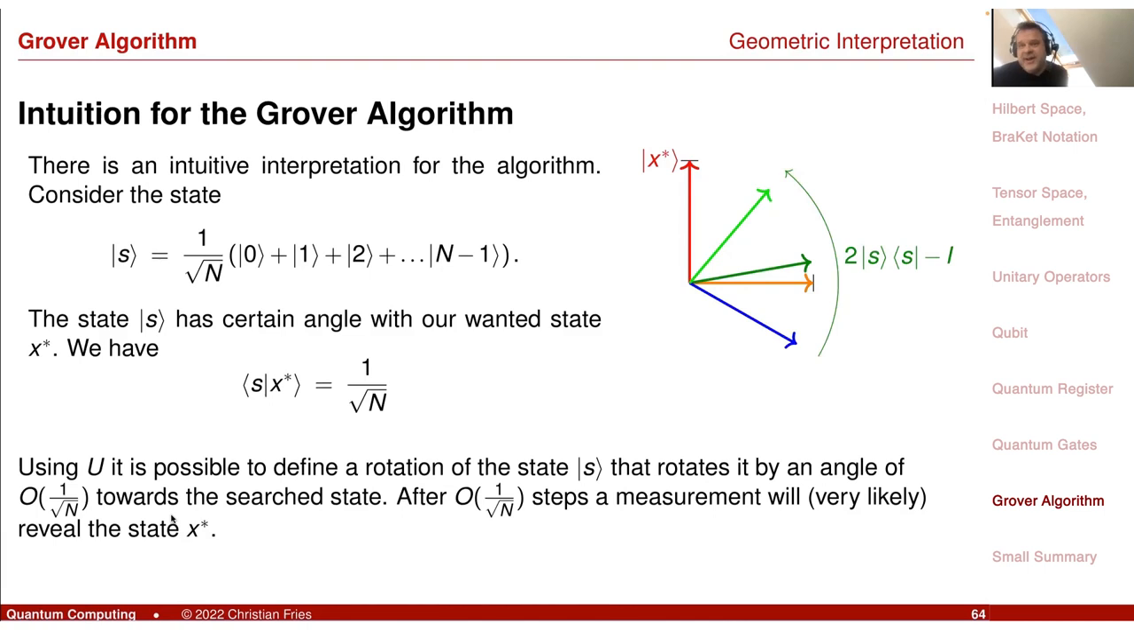And how many times do I repeat this? The angle is 1 divided by square root of n, so I repeat this order square root of n times, because I have two operations in each round. I repeat this, and I arrive at my desired state, and then I just measure the system. So the system will reveal the search state. I have performed transformations such that the system will reveal the search state. And how many transformations do I need? I need order square root of n steps.